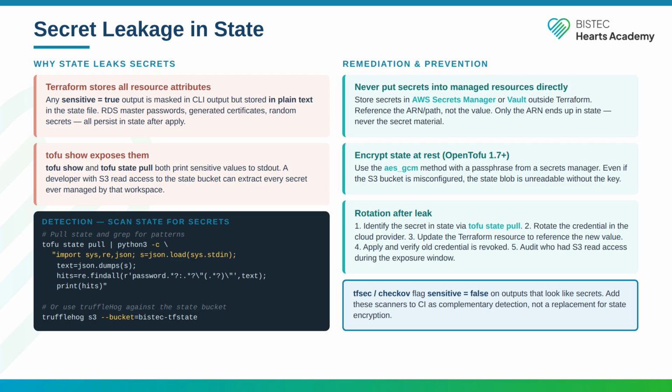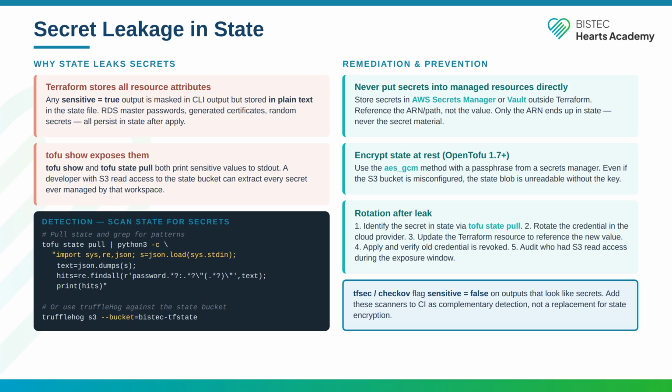The sensitive equals true attribute marker hides values from plan and apply output in the terminal. It does not remove those values from the state file. This is a common and dangerous misconception. Detection is straightforward. Pull the state with tofu state pull and grep for common patterns: password, secret, token, key. More thorough, run trufflehog against the state bucket directly, which scans the raw JSON for credential patterns.